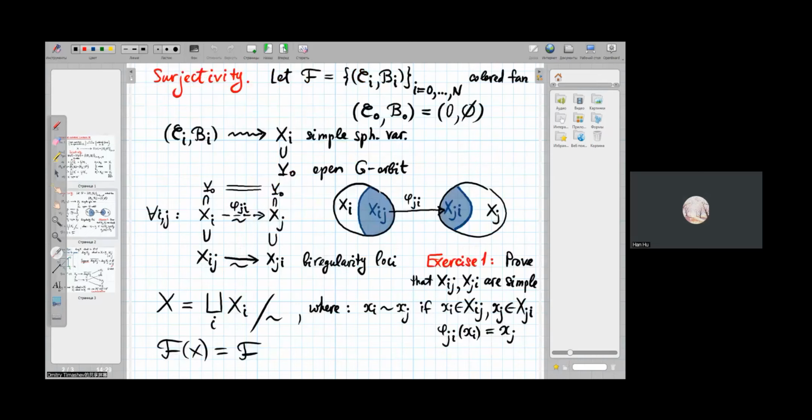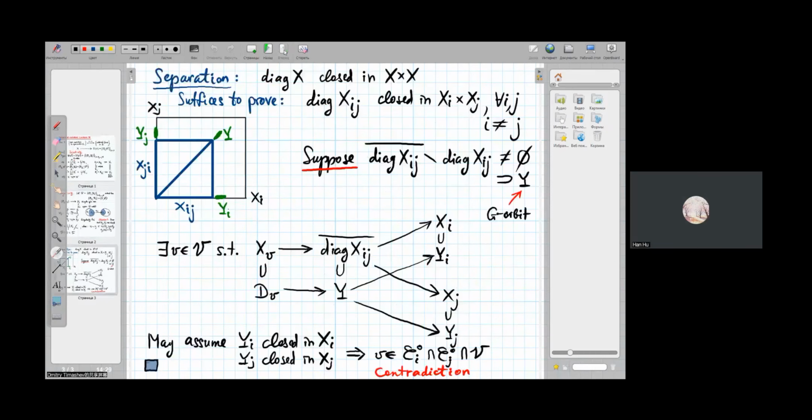Any more questions? Yes. Well, the last page, I think. This one. Mm-hmm. So why can we shrink Xi? Let us replace Xi with the open simple subvariety consisting of all G-orbits containing this one in their closure.